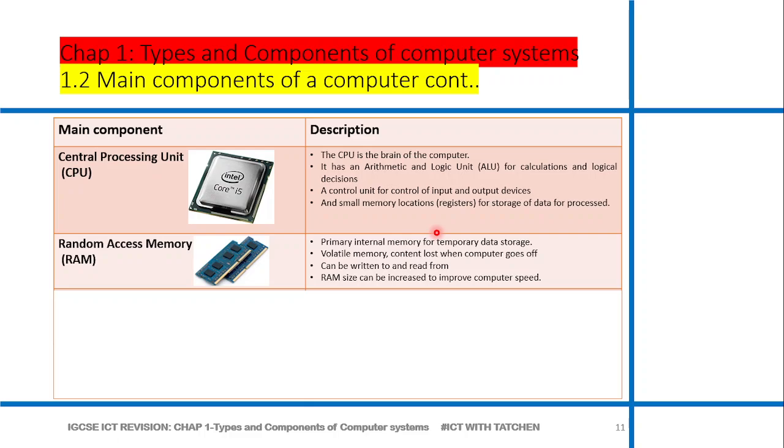Next, we'll look at the random access memory. Very important. RAM, like I said, controls speed. It helps determine how fast your computer will process information. So it's a primary internal memory for temporary data storage. And importantly, it's volatile, meaning whatever is stored in it is lost when your computer turns off. And then you can write to your RAM and also read from it. And the RAM size can be increased to improve computer speed, like I said.